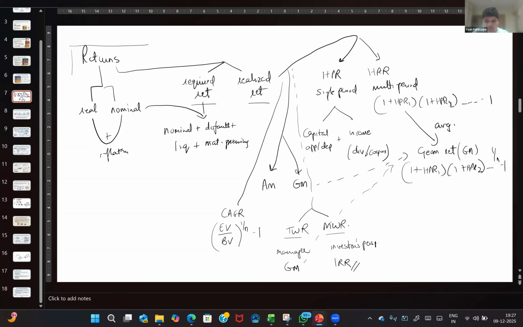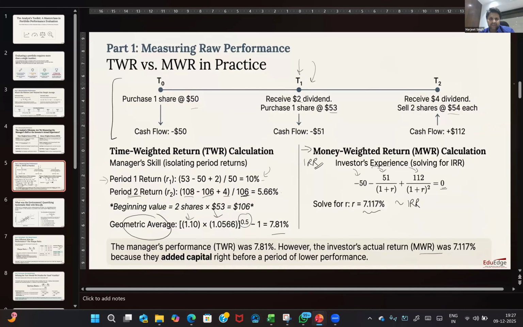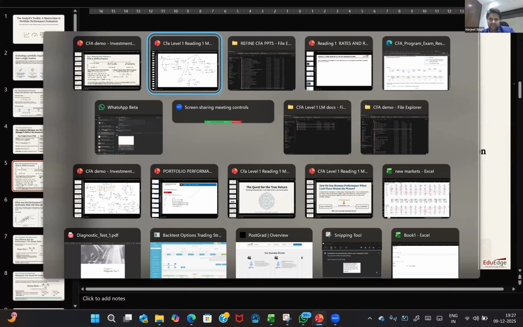The same we will do when we come to risk later on. We will create a landscape for risk. So in one slide, it's a good overview of everything. Let's see if there's anything left in this reading.